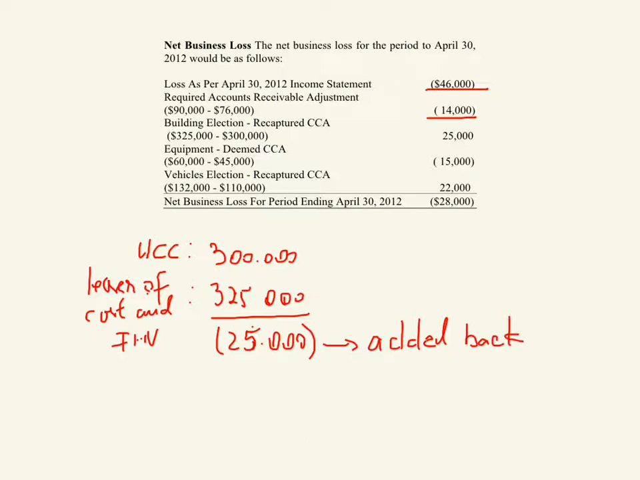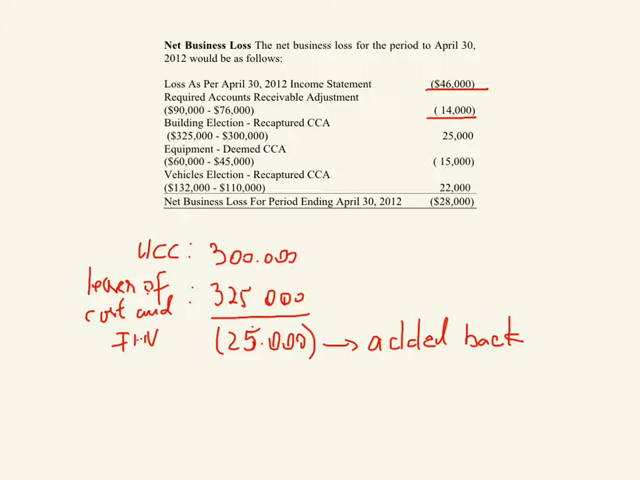The same small analysis we could do for vehicles, because we have a similar case. The lesser of cost and the fair market value is 132,000, and the UCC is 110,000, which gives us a recaptured CCA of 22,000. If we look at the equipment, the situation is slightly different because we have UCC of 60,000, and the lesser of fair market value and the cost is 45,000, which gives us a positive 15,000.